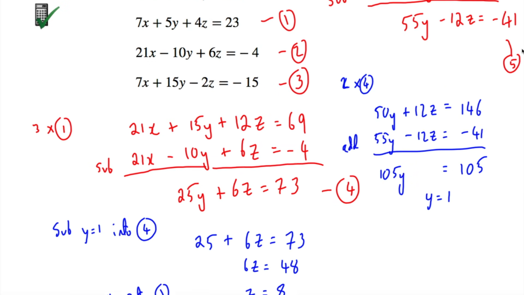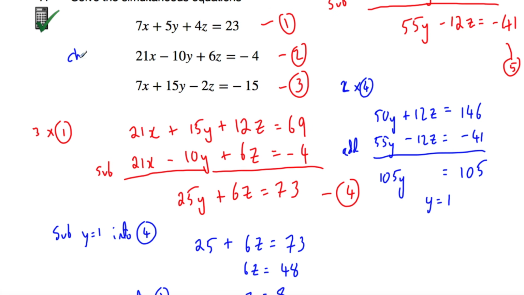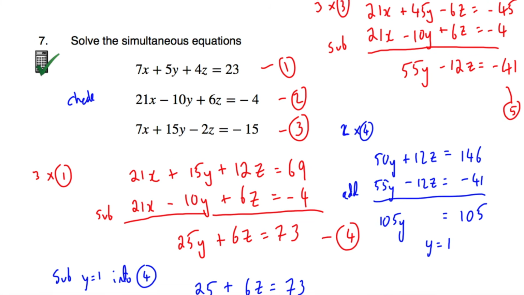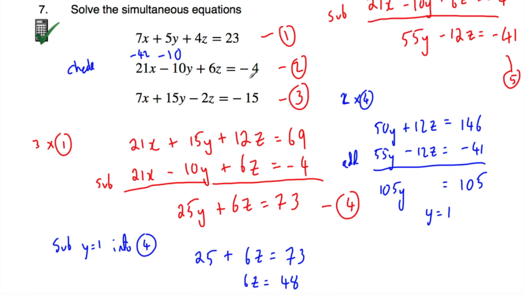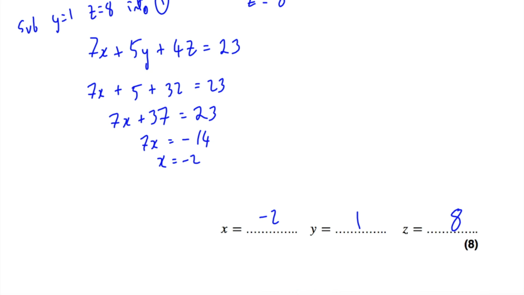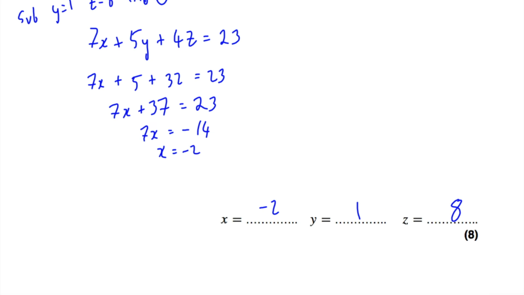And let's just check that. So we go back up, we can check in equation 2. So if we check here, let's just remind ourselves, x equal to negative 2. So it's going to be 21 times negative 2 is negative 42. Take away 10 times y, so it's going to be take away 10. And then we've got plus 6 times z, z's equal to 8. Yep, so 6 times 8 is 48, so plus 48. So will that be equal to negative 4? Negative 42, take away 10 is negative 52, plus 48 is equal to negative 4. So you get negative 4 equals negative 4, so it's right. And that's it. So we know we're correct. Okay, let's look at our next question.